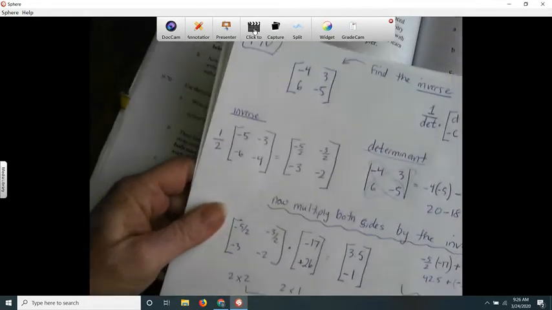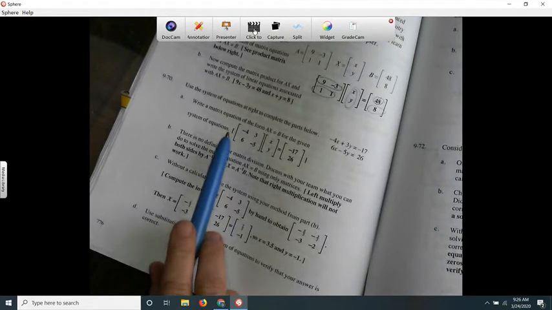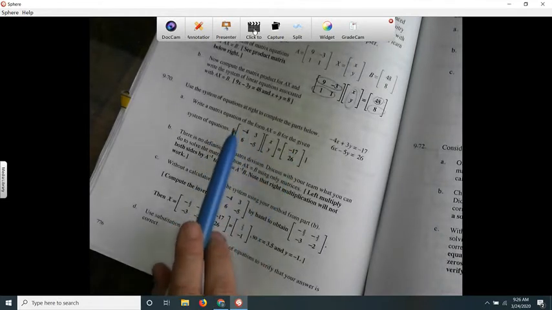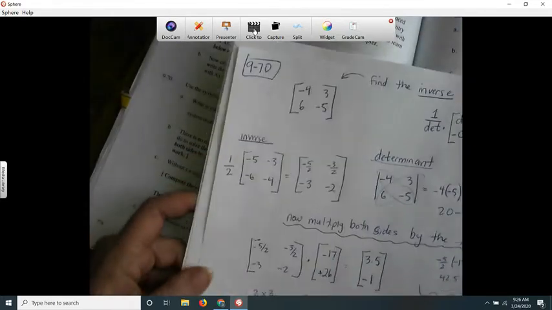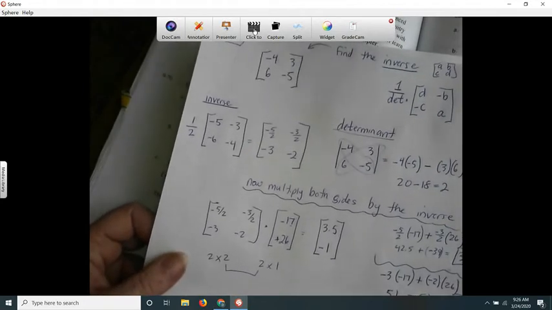So what I'm trying to do is solve this problem by multiplying both sides of the equal sign by the inverse of this 2 by 2. So how do I get the inverse? Well, you might already remember this because we did this before we went to break, but I'm going to go ahead and go over it again.